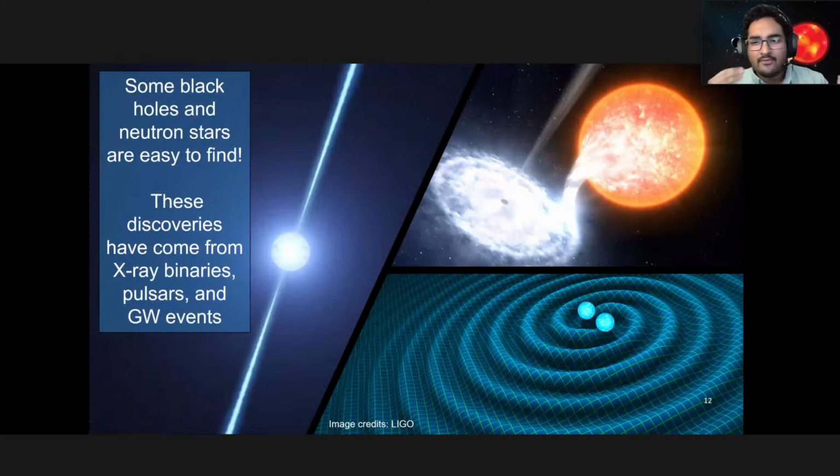So how have we discovered compact remnants that are used to study the observed mass distribution? Well, some of these compact objects are relatively easy to find. For example, the neutron stars and black holes in X-ray binaries are bright X-ray beacons that can be promptly identified using X-ray telescopes. Other discoveries have come from pulsars that are discovered in radio observations, and more recently, merging compact objects have been identified through gravitational wave observations from LIGO and Virgo.